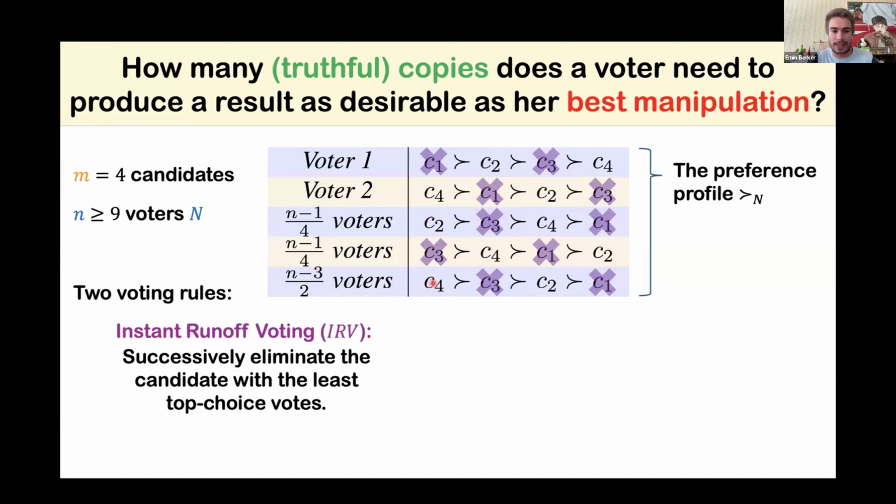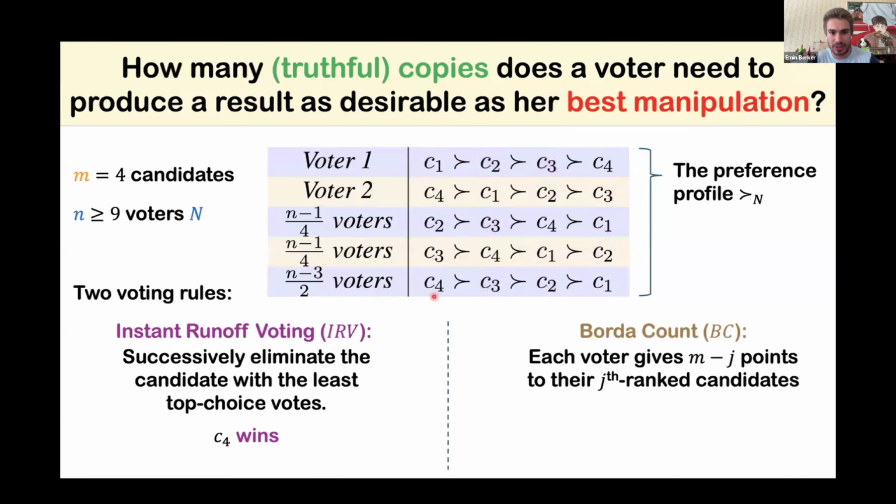Then it's going to be an election between C2 and C4. You can see that these 2 groups are going to cancel each other out. These 2 voters are going to cancel each other out. And C4 is going to win. So the instant runoff winner of this election profile is C4.